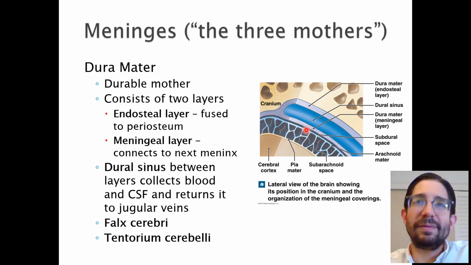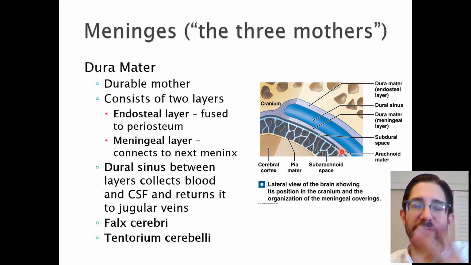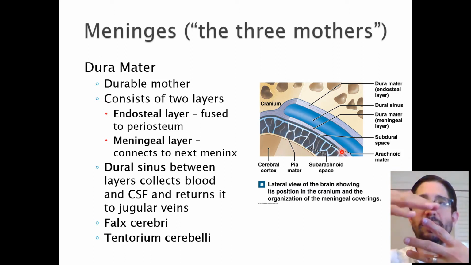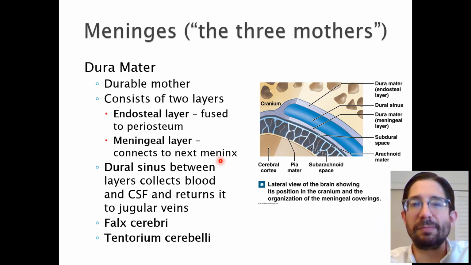Down here is the other layer. This layer is down towards the next of the meninges, right? We've got three meninges, and we're doing the most superficial, so we're going down towards the next one, which is here. So this is called the meningeal layer because it's connecting to the next meninx, which is singular for meninges. It's attached to the next of the three mothers.